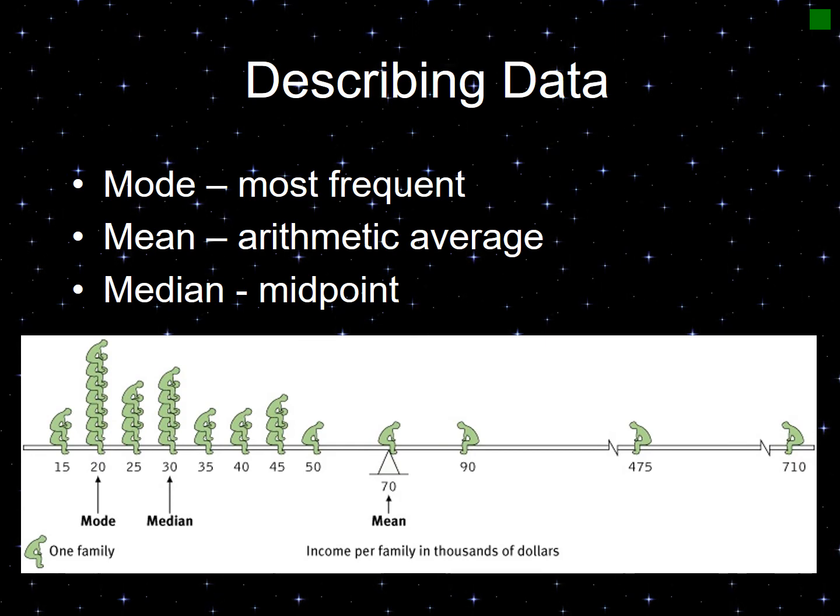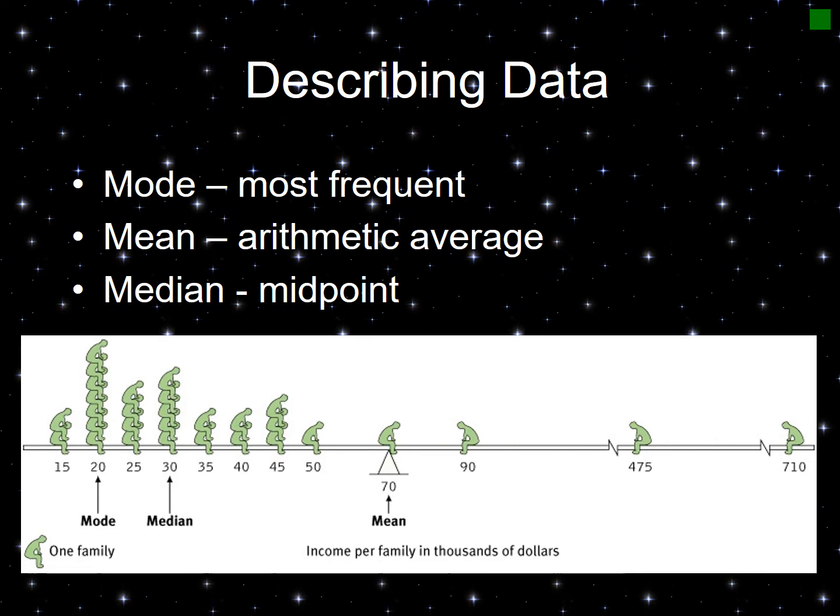This is income per family in the thousands. Right, so you have all these, so each green person would be one family. So if you look at the mode, which number do we see most here? It would be 20, right? So you have what, 1, 2, 3, 4, 5, 6, 7 families that make $20,000. Right, that's the most of any of the things here.